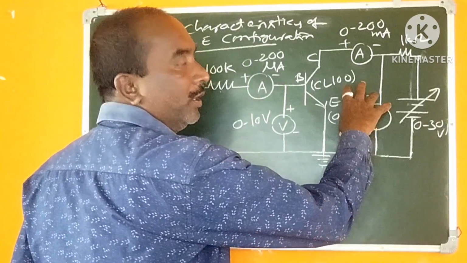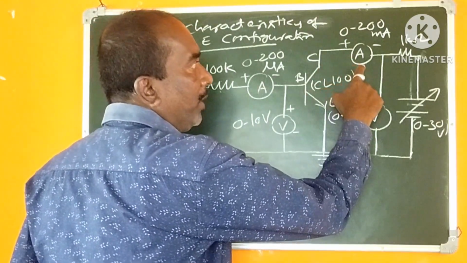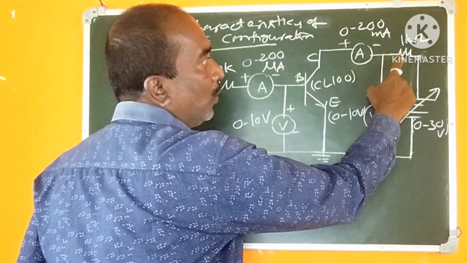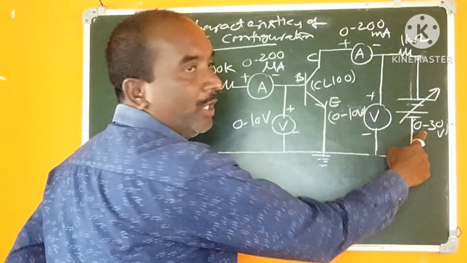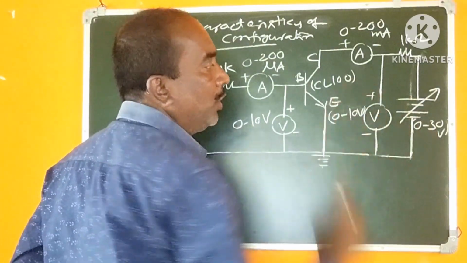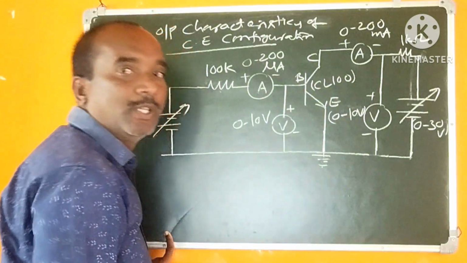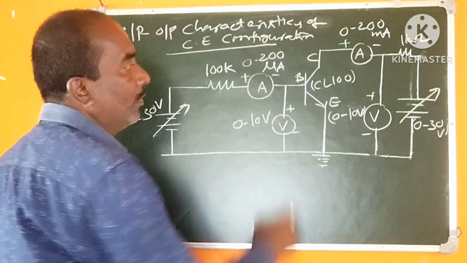In the output part, the collector is to be connected to an ammeter with a range of 0 to 200 milliamps, and through a resistor it will be connected to the supply of 0 to 30 volts, and a voltmeter with a range of 0 to 10 volts is to be connected.